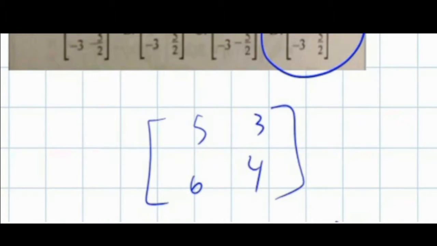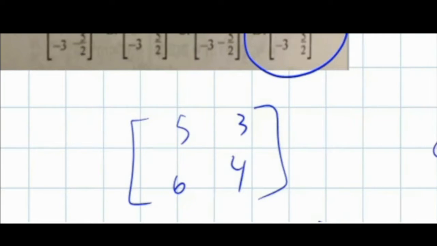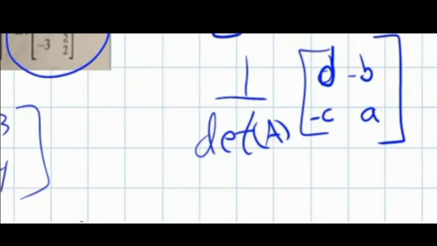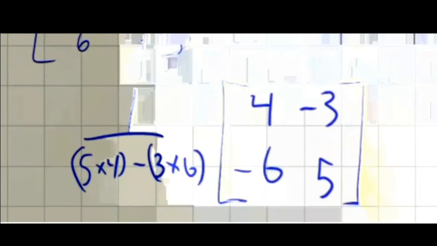Question 23 wants us to find the inverse of the matrix, which consists of the numbers 5, 3, 6, 4. So to take the inverse for a 2 by 2 matrix, you can follow this formula over here. So if the first matrix is set up like this, A, B, C, D, then to get the inverse, you're going to take 1 over the determinant of the first matrix times the numbers of the first matrix jumbled around like this. So A and D switch places, and C and B stay where they are, but they become negative.